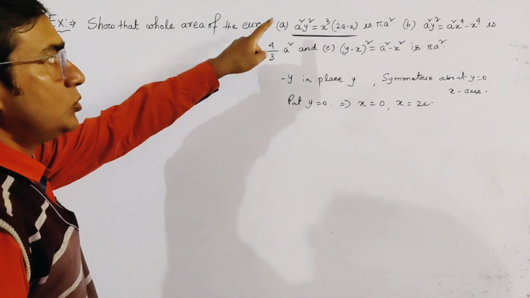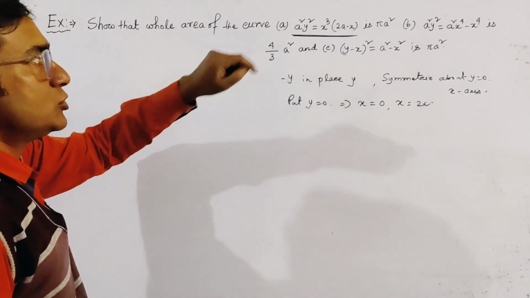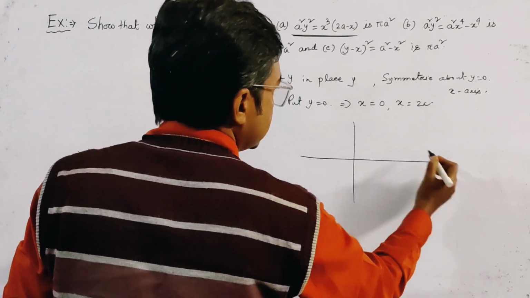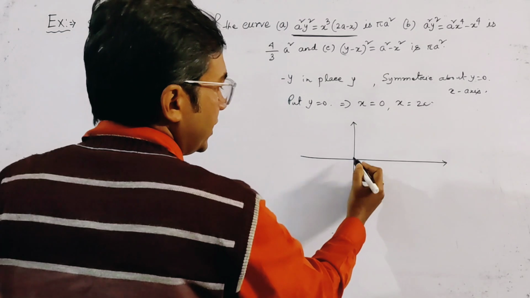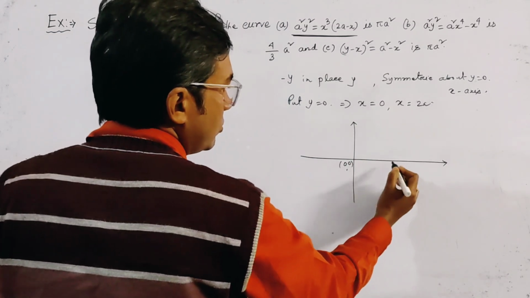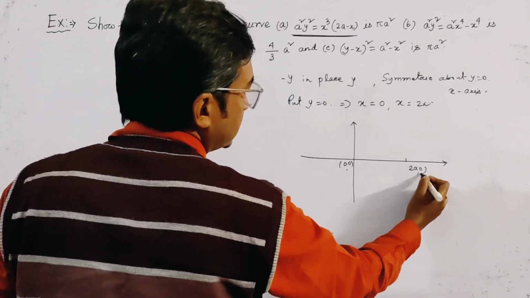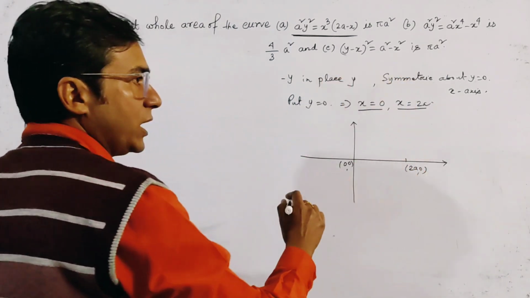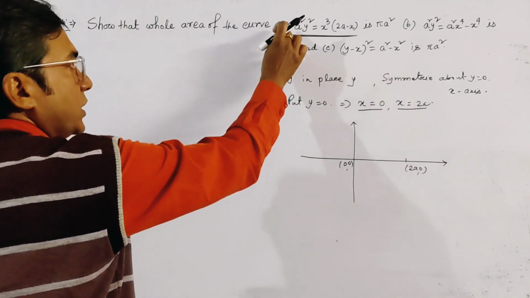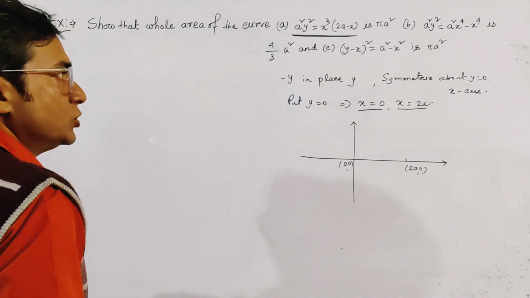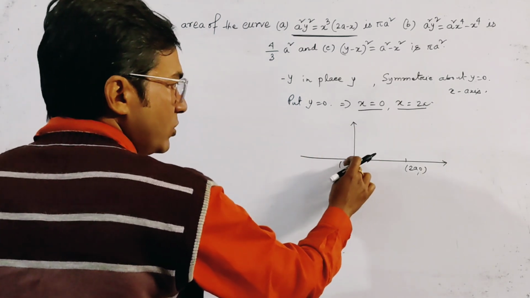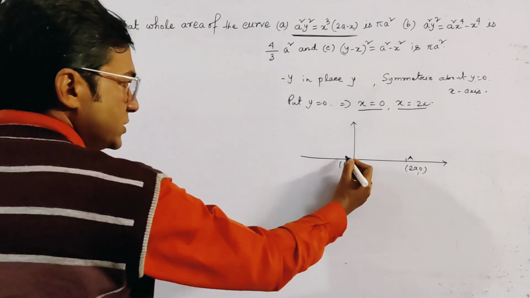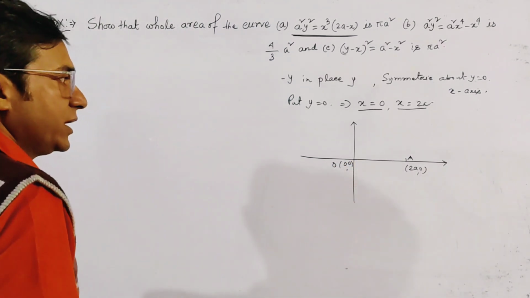Now we try to draw a rough sketch of this curve. This is the x-axis and this is the y-axis. This is the origin (0, 0), and this is (2a, 0). Since x equal to 0 and x equal to 2a are the points of intersection of the curve with the x-axis, the curve meets the x-axis at 0 and at 2a.